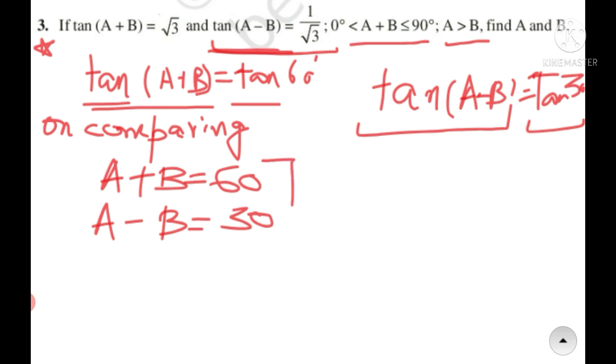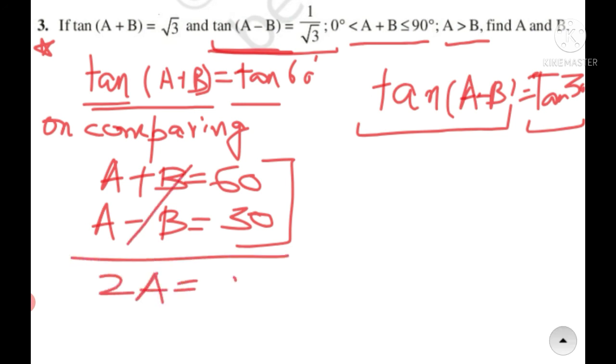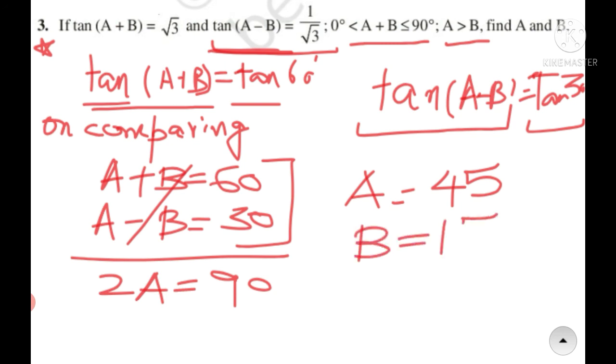Now you are just required to solve these two equations using the linear equations concept, which you very well know. We simply cancel out B's. I get twice A is equal to 90 and the value of A comes to be 45, and clearly B will be 15 if you put this value of A in any one of these two equations. So values of A and B are 45 degrees and 15 degrees respectively. I hope you understand. I again tell you, this is a highly important question.